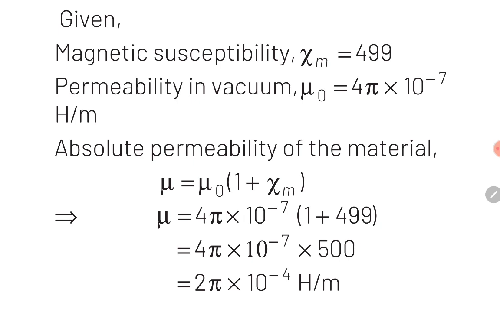So on substituting these values, we'll obtain the final answer for permeability of the material as equal to 2 pi into 10 raised to minus 4. So with this, we have completed this question. Now let's move ahead to the next slide.